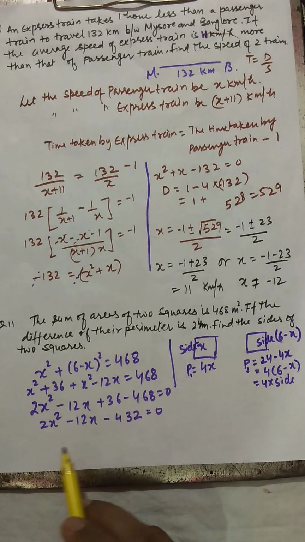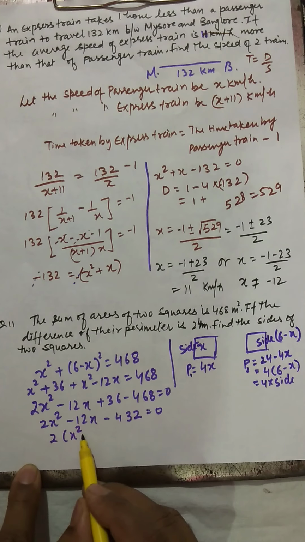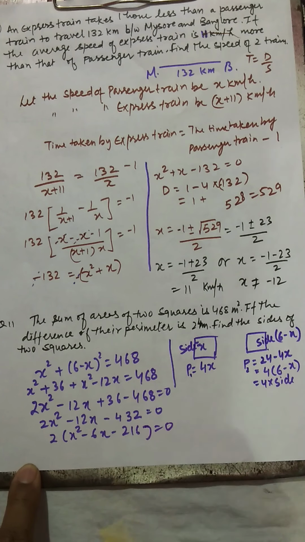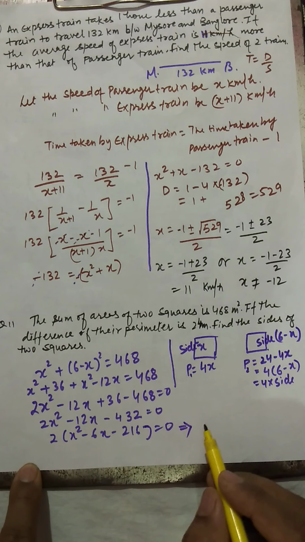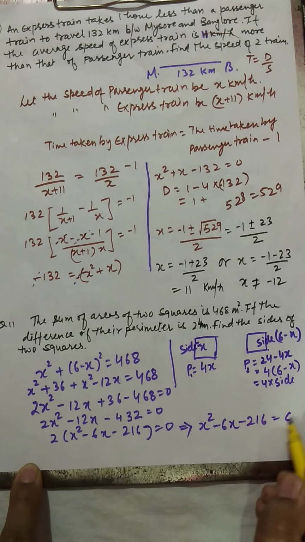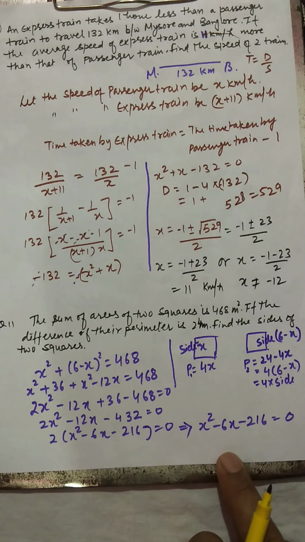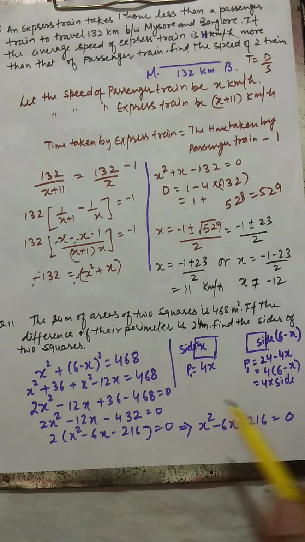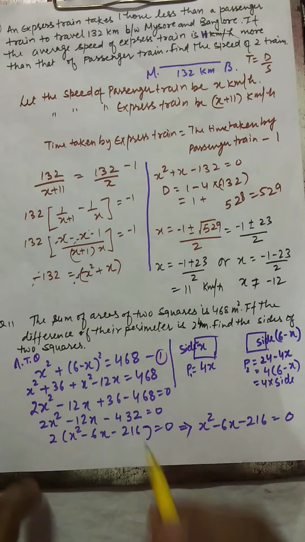So now you can take 2 common. So it becomes 2 into x square minus 6x minus 216 equal to 0. Now that 2 will go down, and the RHS will become 0. So x square minus 6x minus 216 is equal to 0. So you find the solution or roots of this equation and verify your answer after putting them into this equation. You can write here according to the question, and you can mark this as equation number 1.